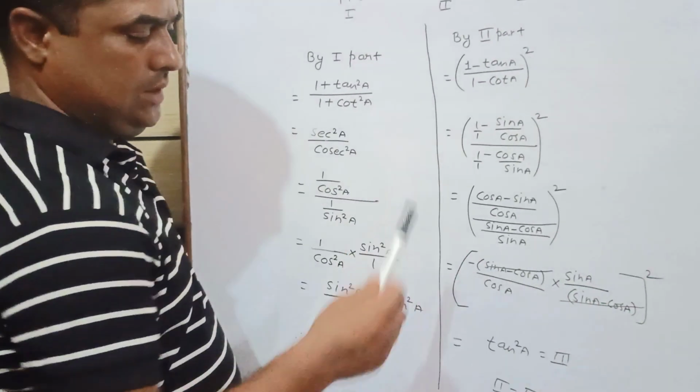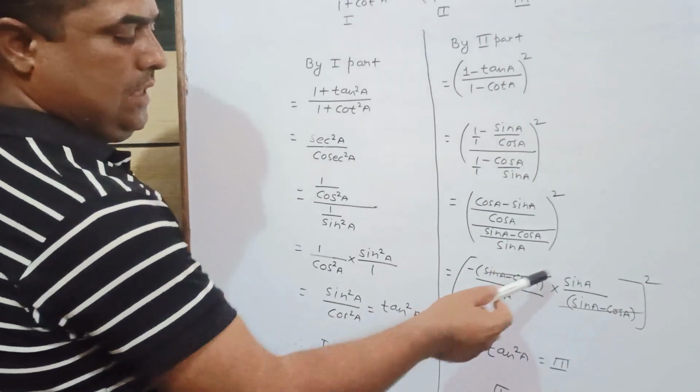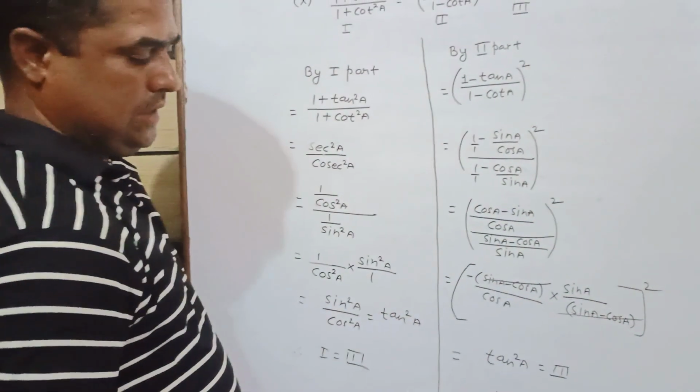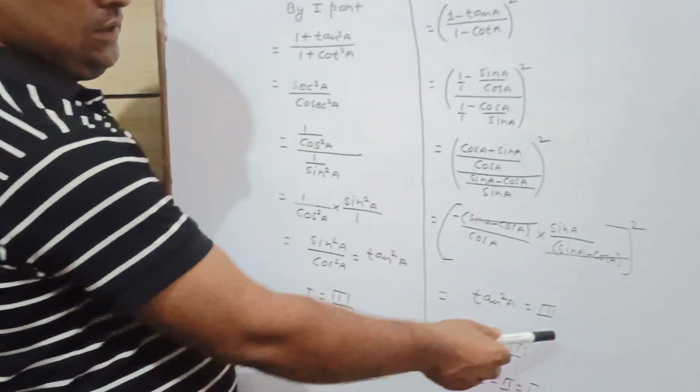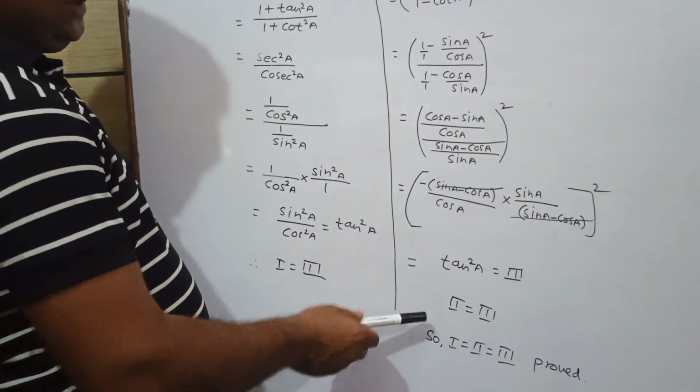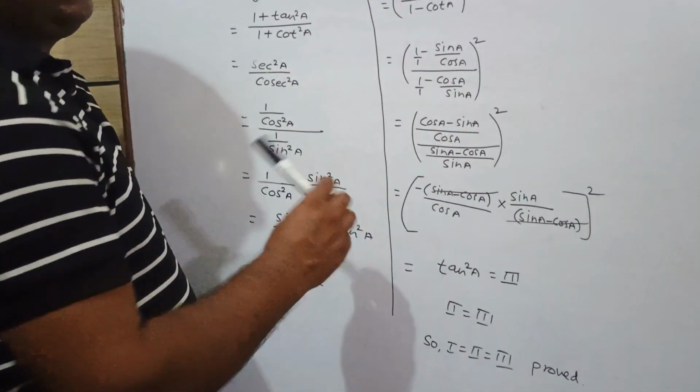This term is cancelled out by this term. Minus sin upon cos, this is tan a. Square of minus tan a, this is tan square a. This is equals to third part. Now you can see here second equals to third. So first, second and third, all the parts are equal.